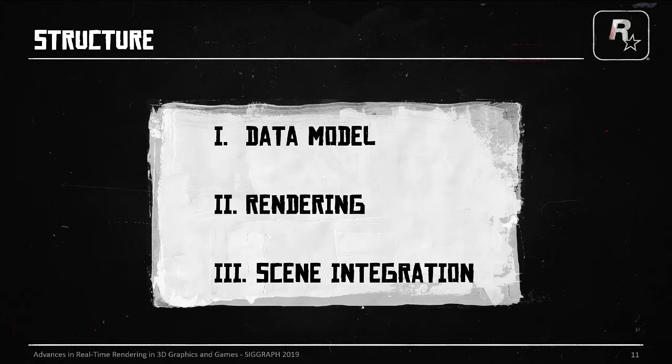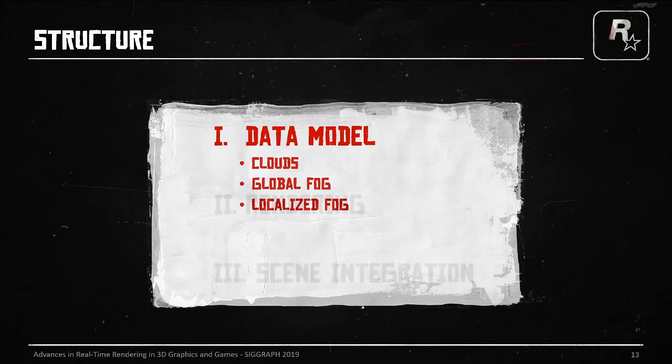For this talk, we have 3 chapters. First, we'll look at the data model. Then we'll move over to rendering and how we visualize these data models. And finally, the scene integration and how we put these algorithms to use. So data model is first, and we'll have a look at how we generate cloud data as well as fog data.